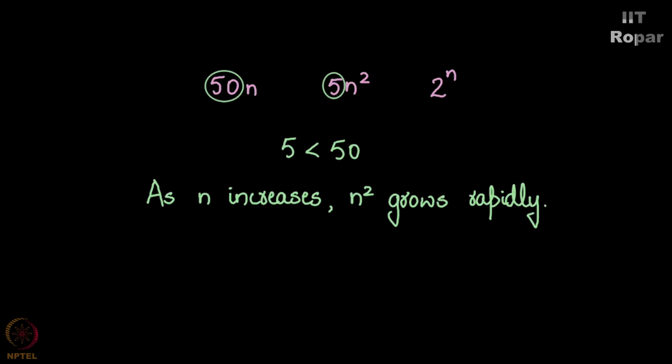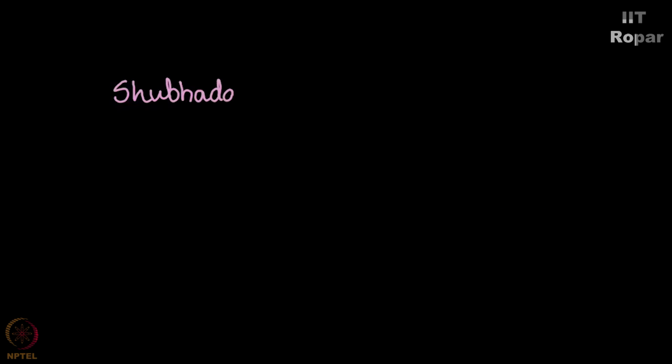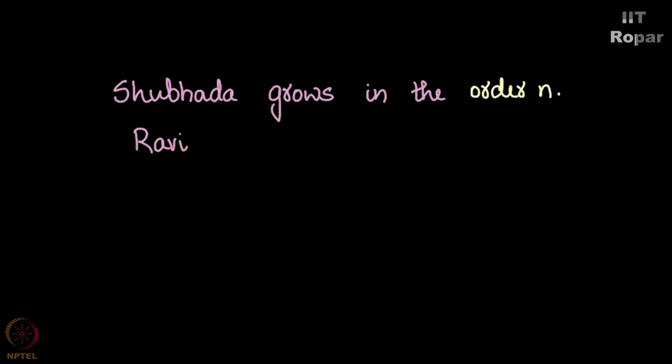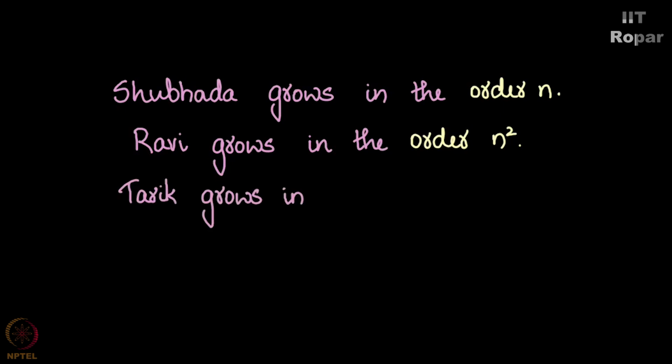So it is not important what is the constant that is sitting in front of a function. What matters is the function itself. So we will use this language. Concentrate carefully. We'll say Shubhada grows in the order of n. Ravi grows in the order n square. What did I do? I'm just dropping the constants because I realize that constants are not important here. And Tariq grows in the order of 2 to the n.